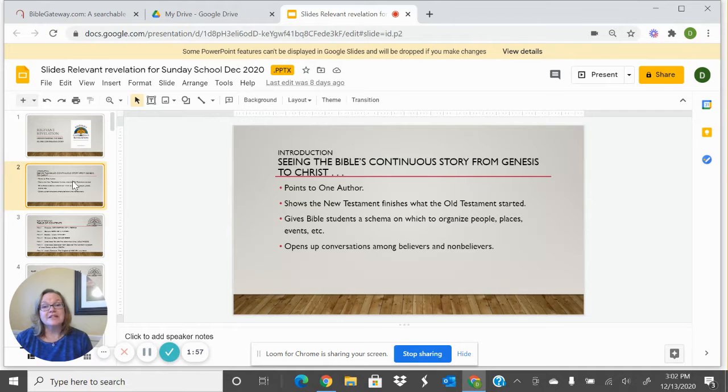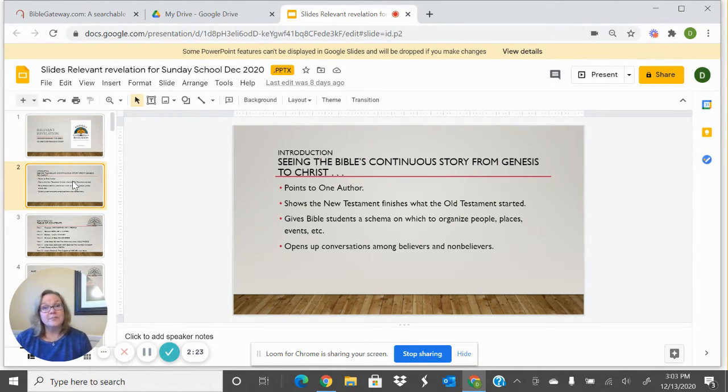It shows that the New Testament finishes what the Old Testament started. You wouldn't read a great novel or a mystery by looking at the last chapter first. You want to appreciate the story as it unfolds. And so, like a great novel, we're going to look at the Bible, the greatest story ever told, with at least that much respect and appreciation.